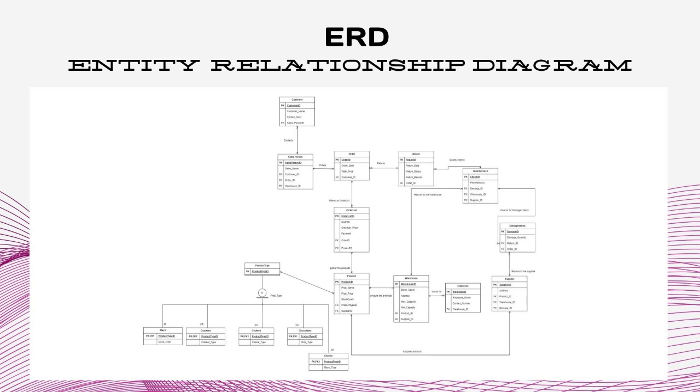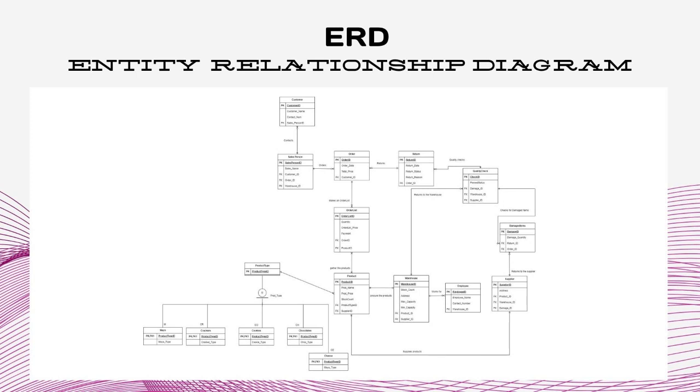For the warehouse table, it contains the warehouse ID, which is the primary key, stock count, address, max capacity, minimum capacity, product ID, and supplier ID. For the employee table, it contains the employee ID, which is the primary key, employee name, contact number, and warehouse ID.